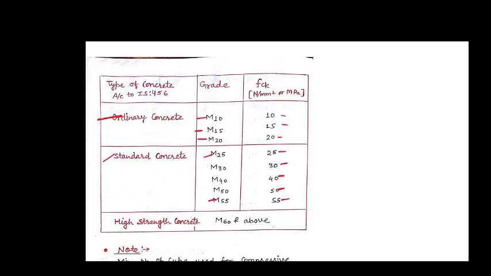So from this table you understand that the M denotes mix and the number, whatever it is, M30, M20, denotes the characteristic strength of that particular grade. So only by knowing the grade value you can find out its characteristic strength. And the last one is high strength concrete, which ranges from M60 and above, so it is used for mega structures.